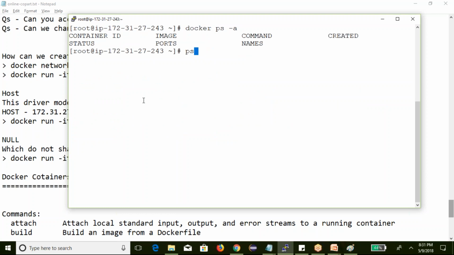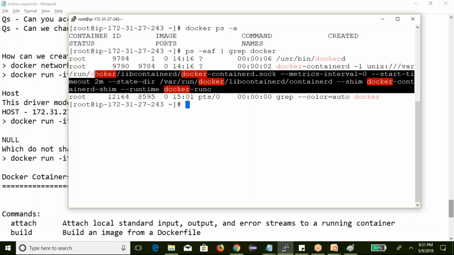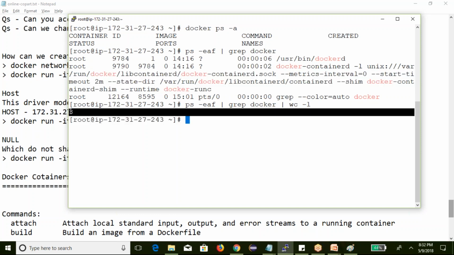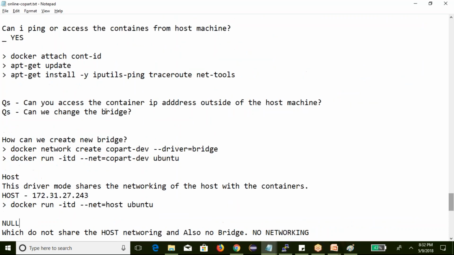So now what I do, ps is a system command, ps -eaf, and I just type grep docker. See that right now you have one dockerd, which is basically a server which is running, and then one container related service which is running here. So altogether, how many services are you running right now? You can count. Altogether 3. So what I do now, I am going to create a container.